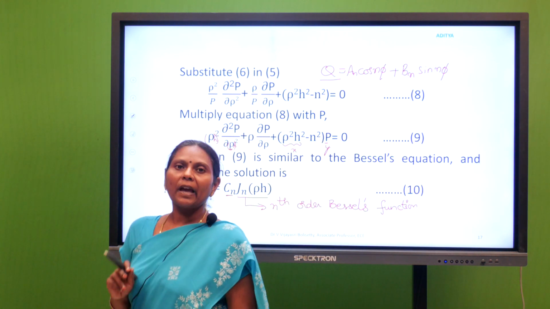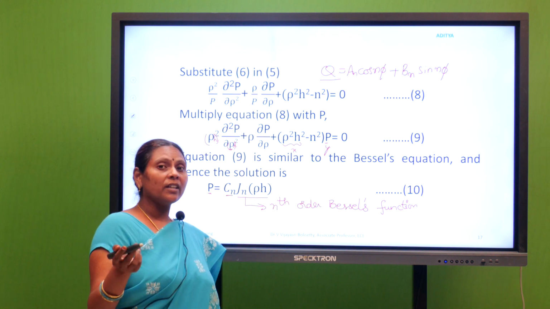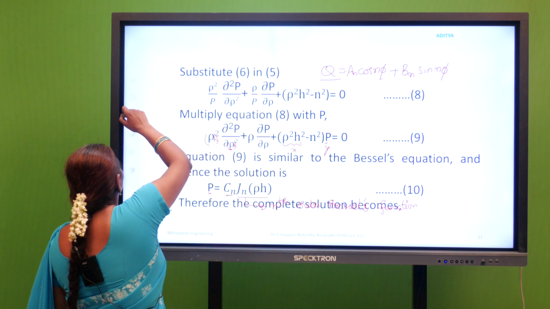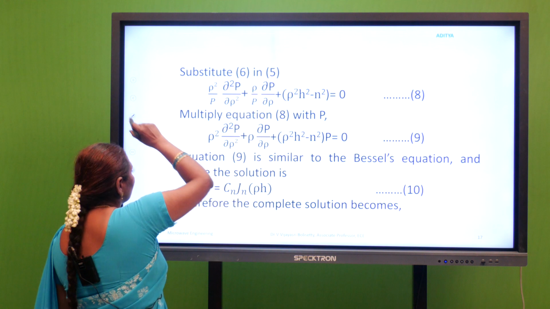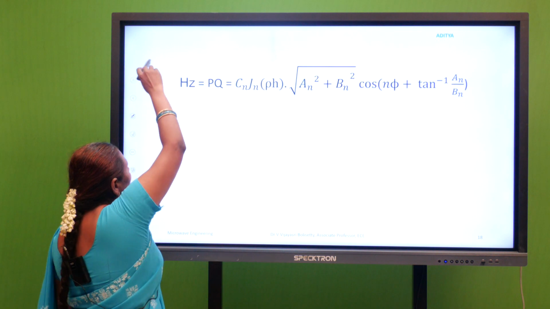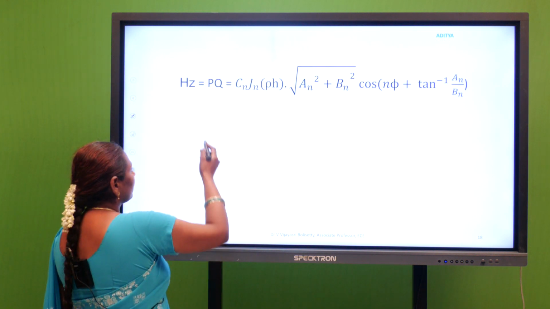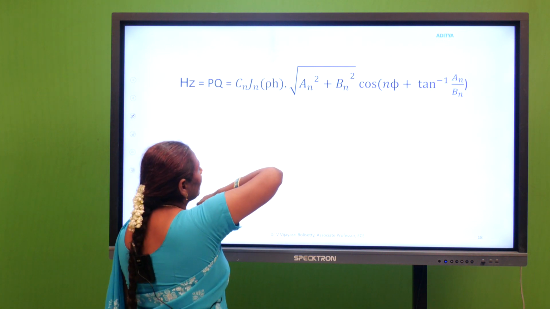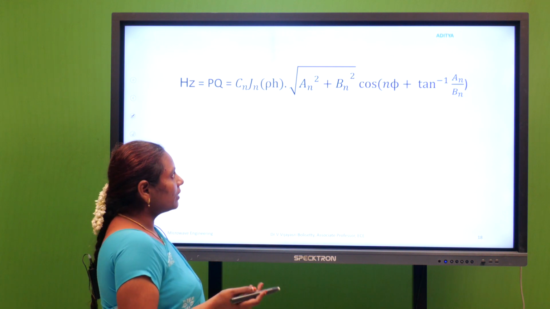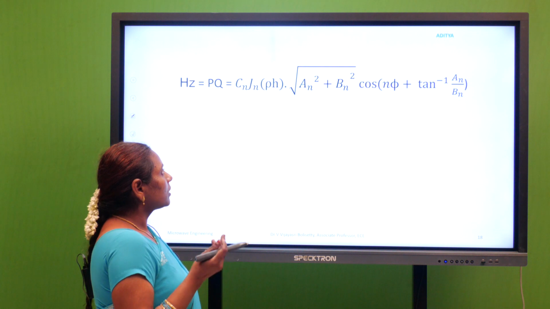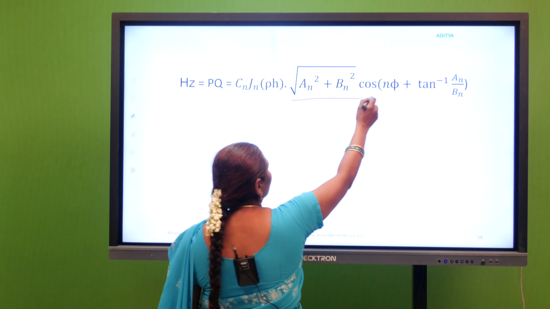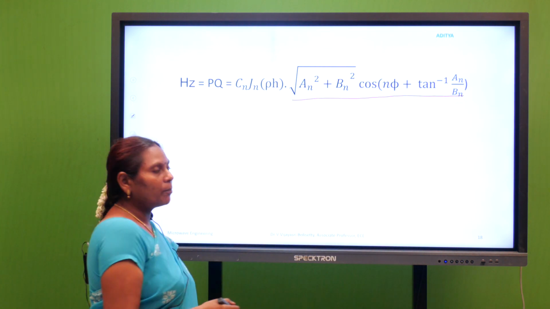Let us substitute this P and Q in our equation Hz is equal to PQ. So we get the complete solution for Hz, that is Hz is equal to PQ, where P is Cn Jn rho h and Q is An cos n phi plus Bn sin n phi. When we write that term in the form of a magnitude and phase component, we get square root of An square plus Bn square cos of n phi plus tan inverse An by Bn.